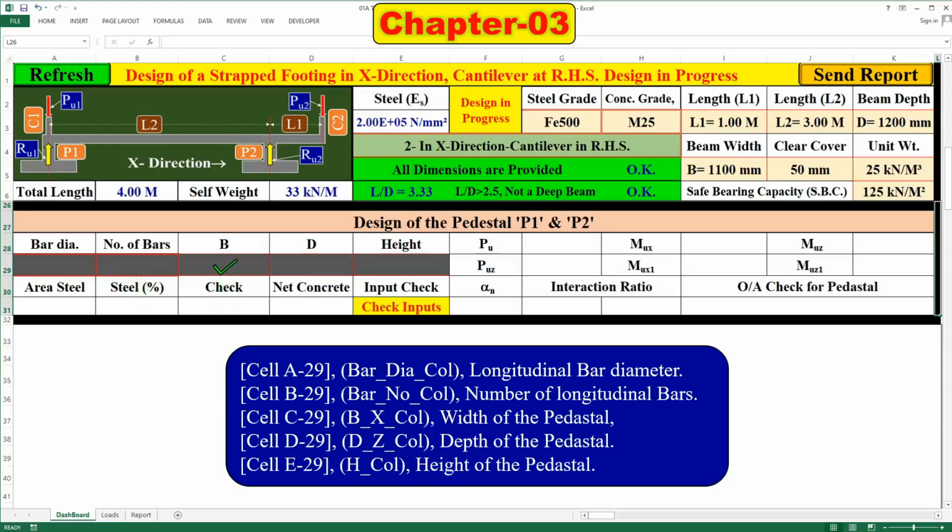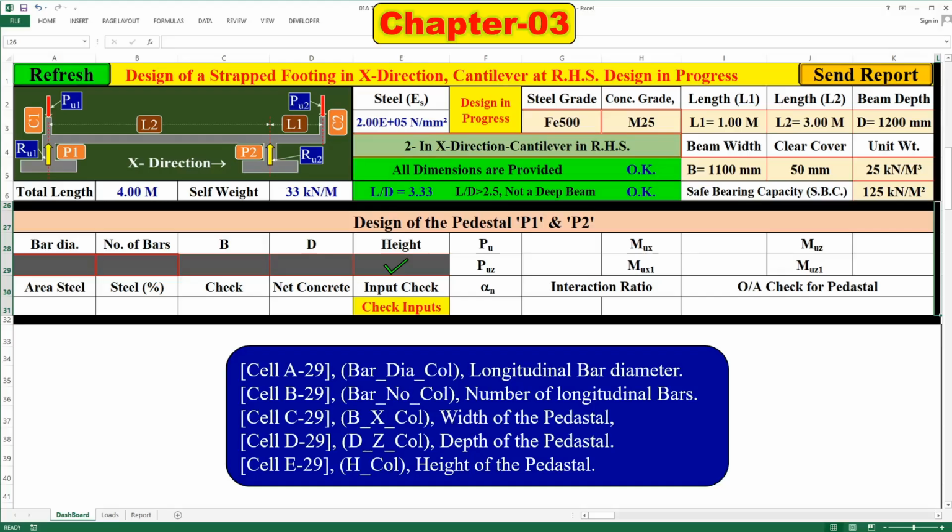Cell C29, B_X_col, for the width of the pedestal. Cell D29, D_Z_col, for the depth of the pedestal. Cell E29, H_col, for the height of the pedestal.